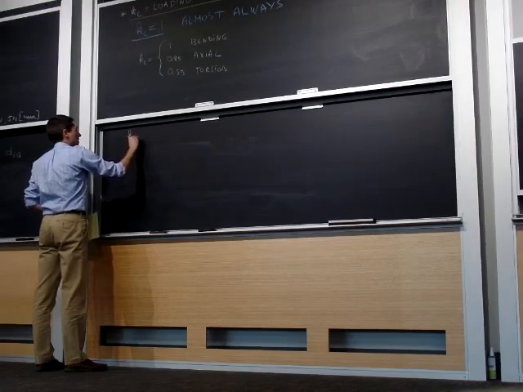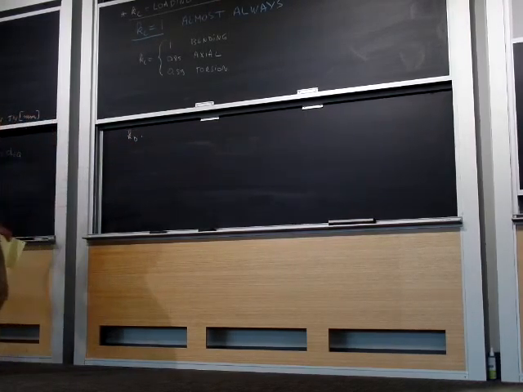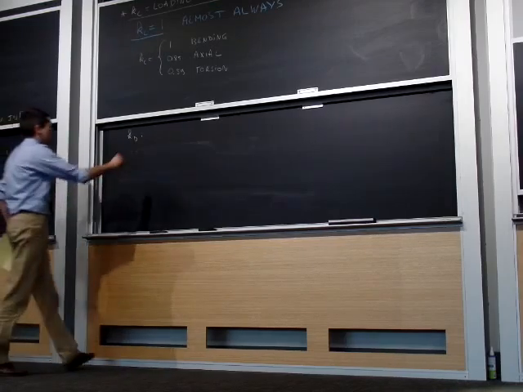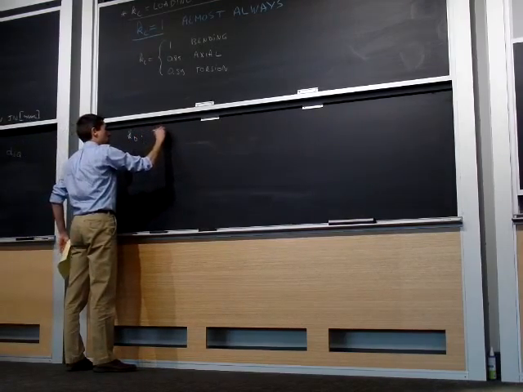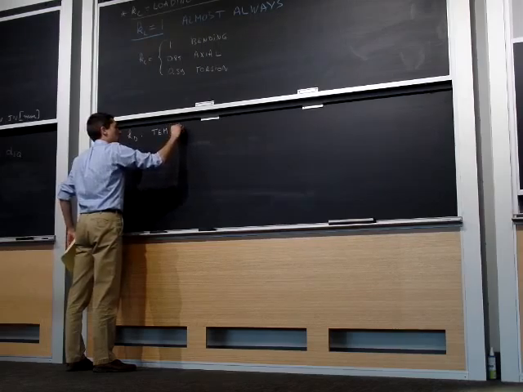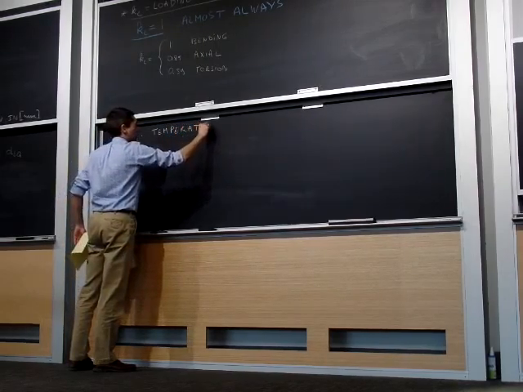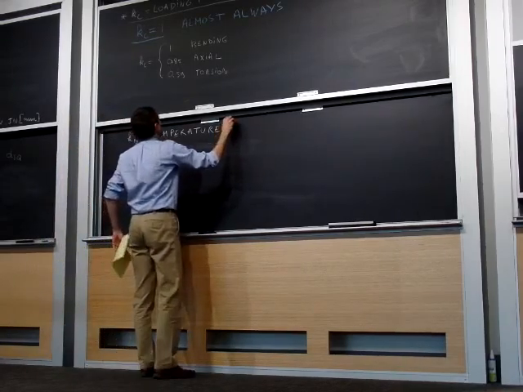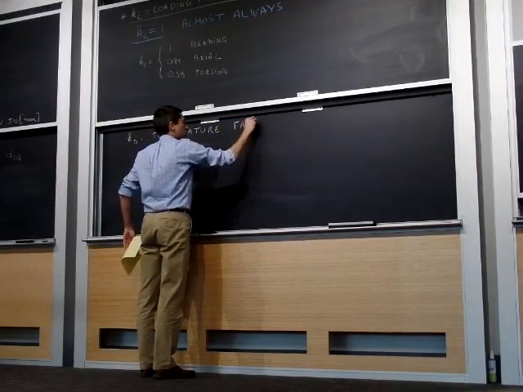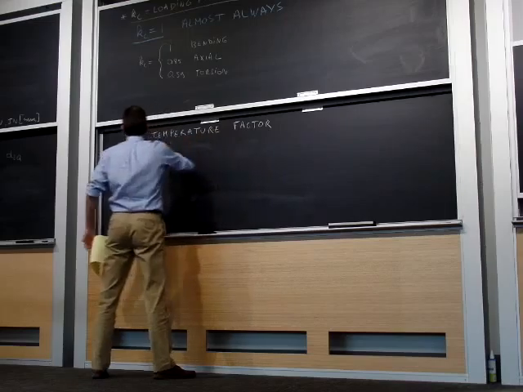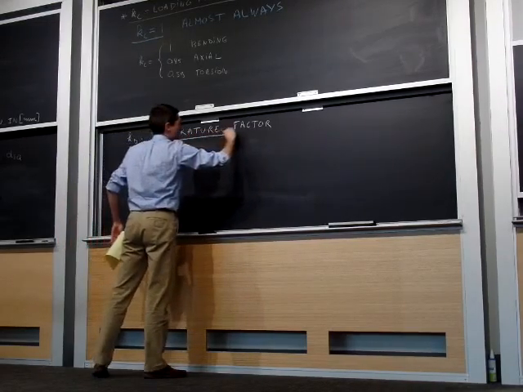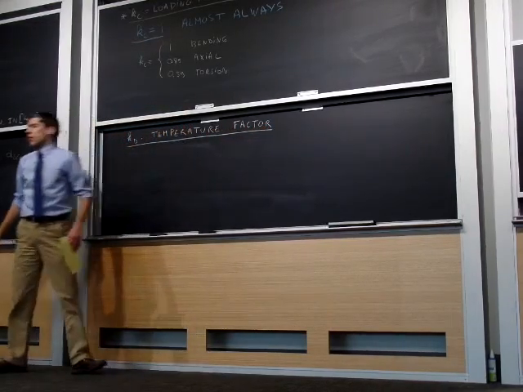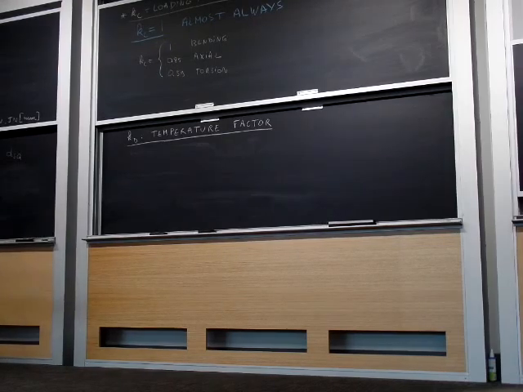KD, now we're getting into the more exotic endurance limit modifying factors. KD is a temperature factor. We all know that properties of materials, or mechanical properties of materials, change with temperature. Typically, a steel gets weaker at higher temperature, right? So, what's the melting point of steel? In Celsius, not in Fahrenheit.